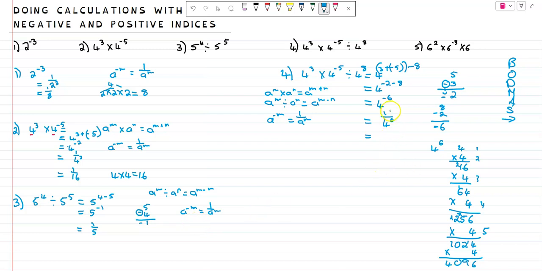So 1 over 4 to the power of 6 gives us 1 over 4096. Okay, there is our answer. Please join me for part 2. We will do equation number 5 and equation number 6.